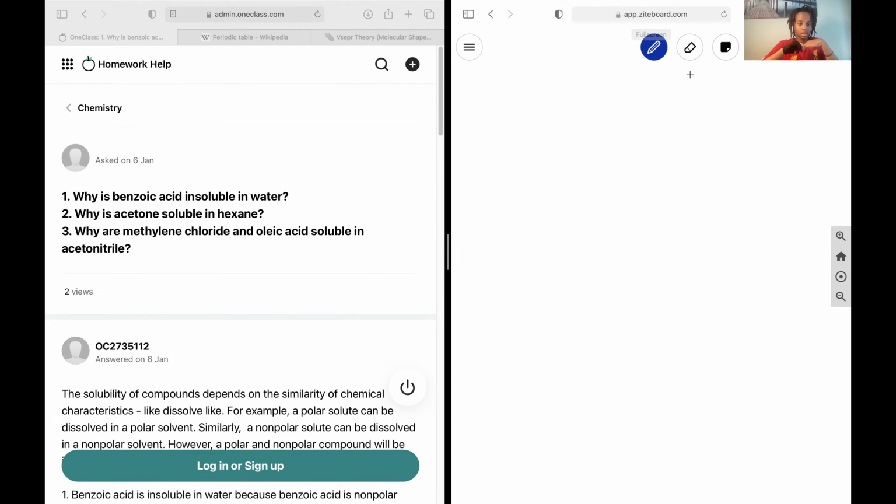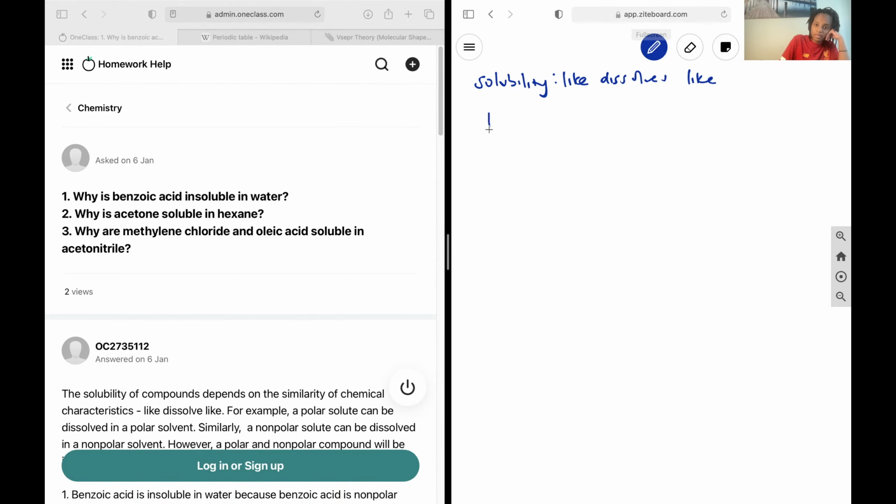Okay, next up, we would like to explain what's going on with the solubility in these three cases. So benzoic acid being insoluble in water, acetone being soluble in hexane, and methylene chloride and oleic acid being soluble in acetonitrile. Okay, so we know that for solubility, like dissolves like.